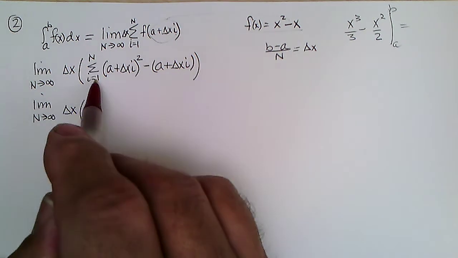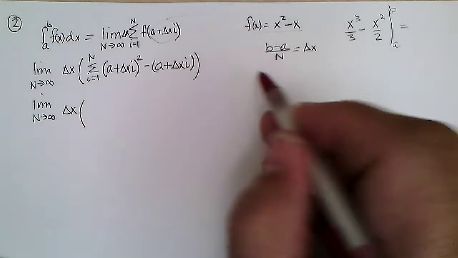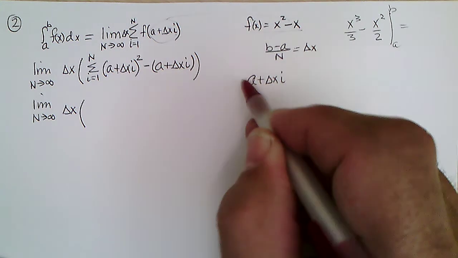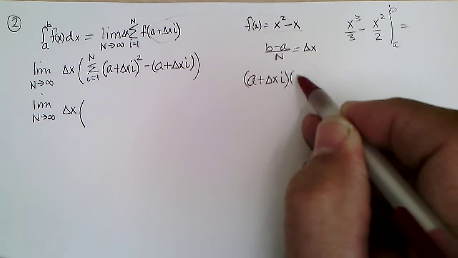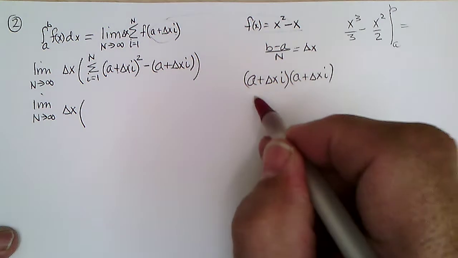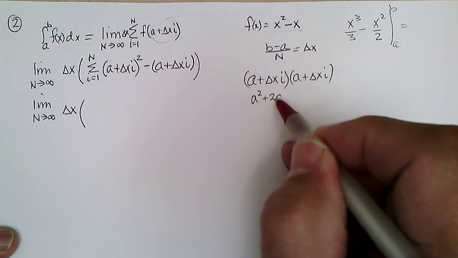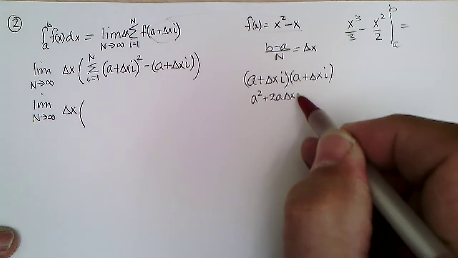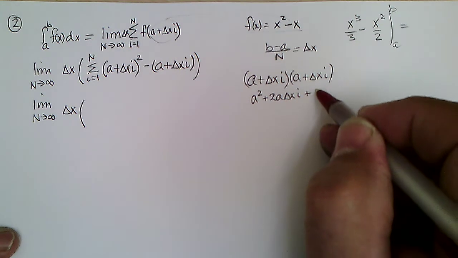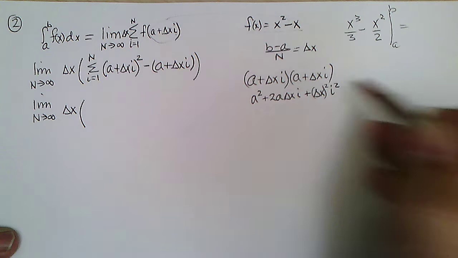and we have a summation of two things subtracted, and actually this multiplies out. I'm going to do that over here. A plus delta x i squared is going to be a squared plus 2a delta x i plus delta x squared i squared.